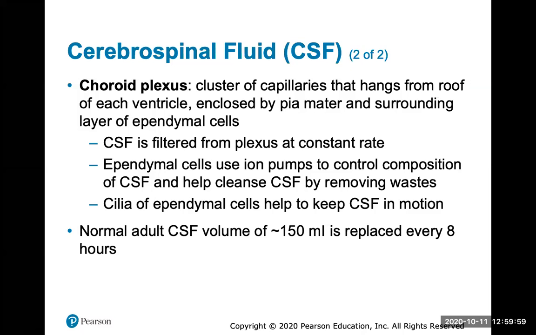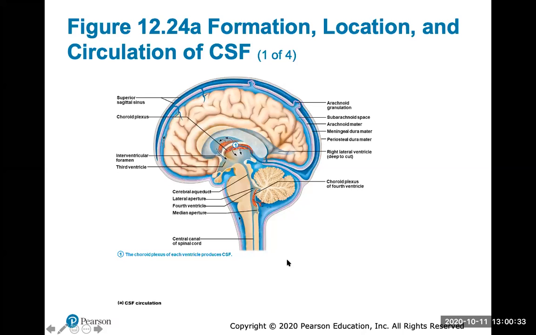Cerebrospinal fluid is formed by the choroid plexus, which is a cluster of capillaries that hangs from the roof of each ventricle. It's enclosed by pia mater and surrounds a layer of ependymal cells. The CSF will be filtered from the plexus at a constant rate, and the ependymal cells use ion pumps to control the composition of the cerebrospinal fluid. Normal adult CSF volume is about 150 milliliters, and it's replaced every 8 hours, which is kind of interesting.